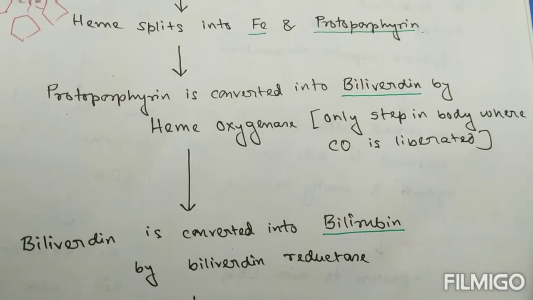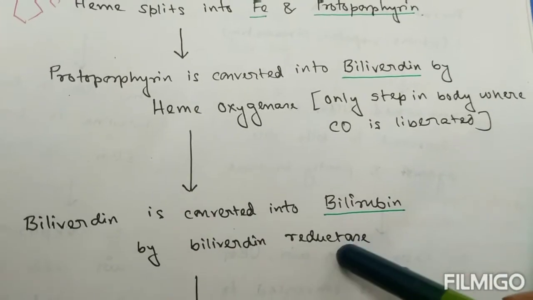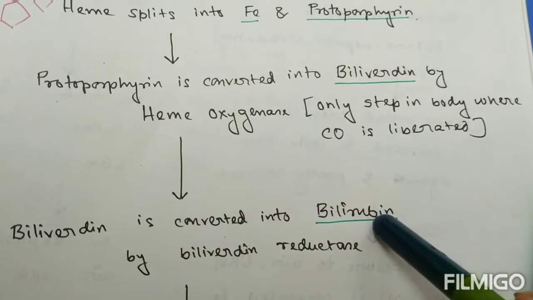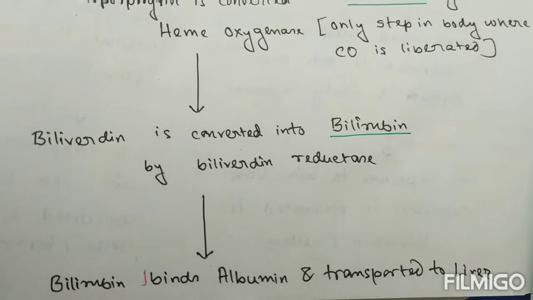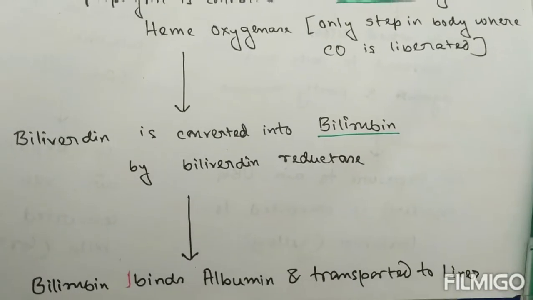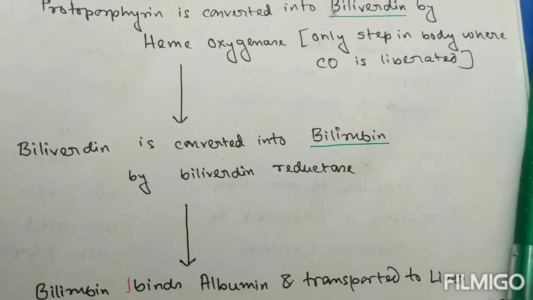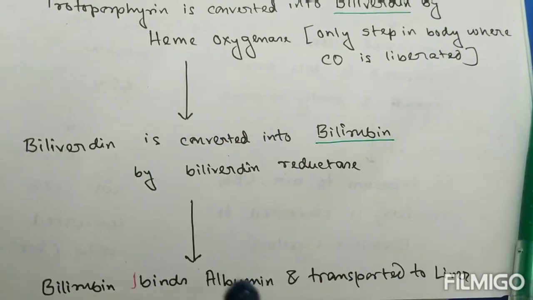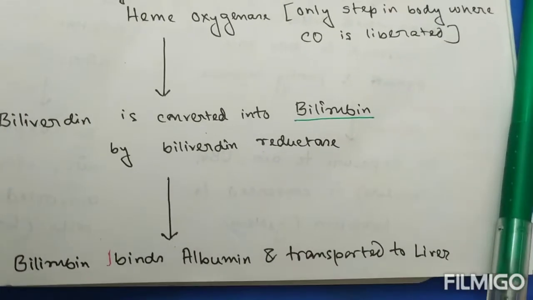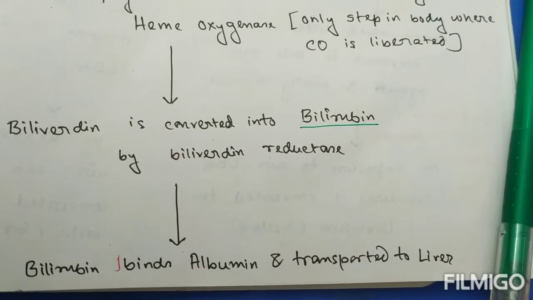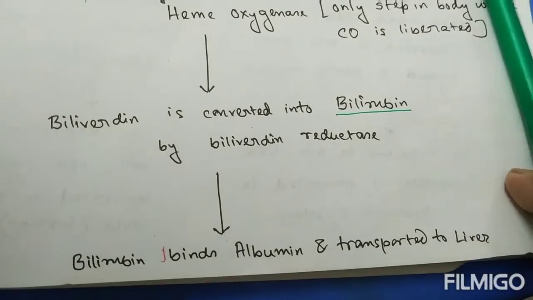After biliverdin is produced, it is reduced to bilirubin by biliverdin reductase, and this bilirubin is water insoluble. So to make it water soluble, albumin binds with this bilirubin and they can easily circulate in blood. Another advantage of this binding is that the albumin-bilirubin complex is too large in size to pass through the glomerular filter, and hence it is not excreted in urine. Anyhow, then it reaches the liver.